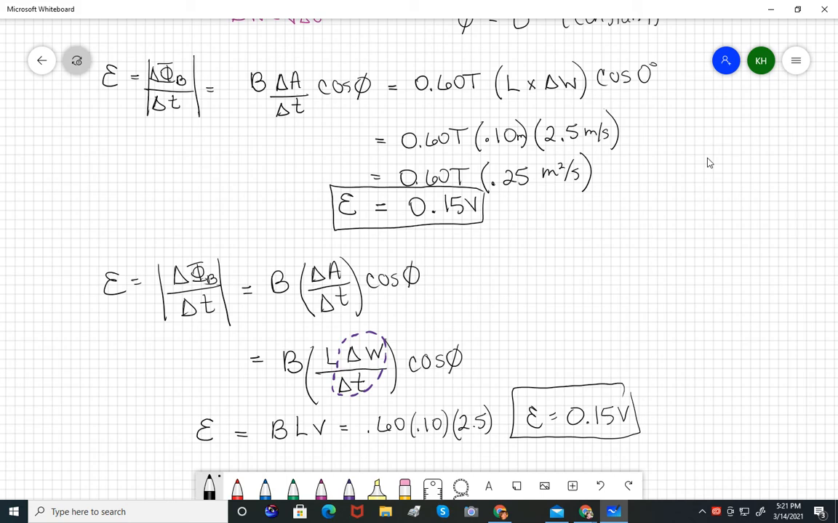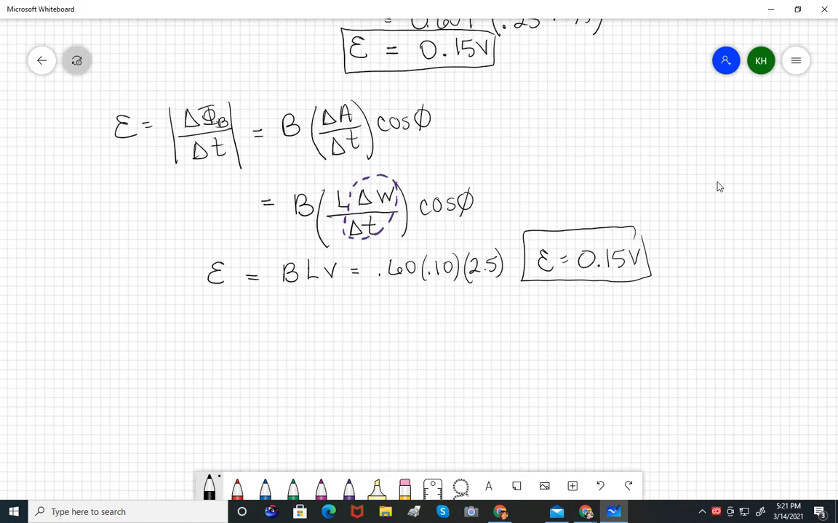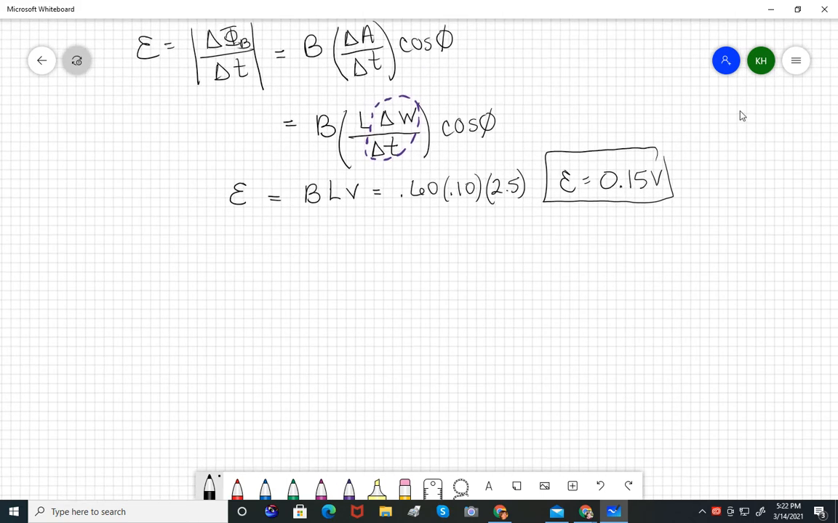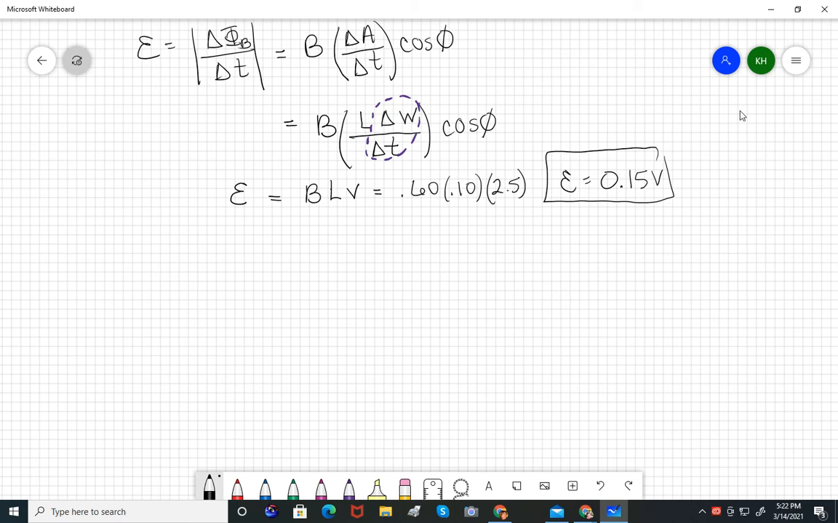Okay, so that's Faraday's law, but we haven't talked about, our examples so far involve one loop. Oftentimes what we're going to find is we're going to have multiple loops. In fact, if we have multiple loops, then the induced EMF is just going to be the number of loops times the change in magnetic flux.